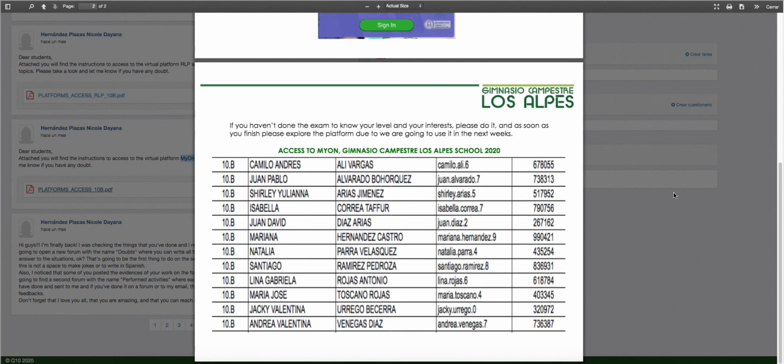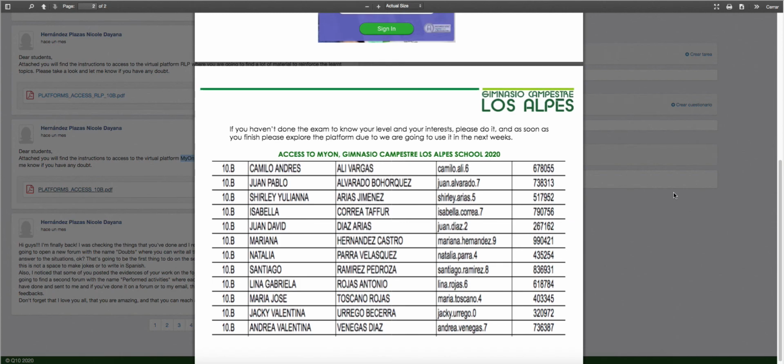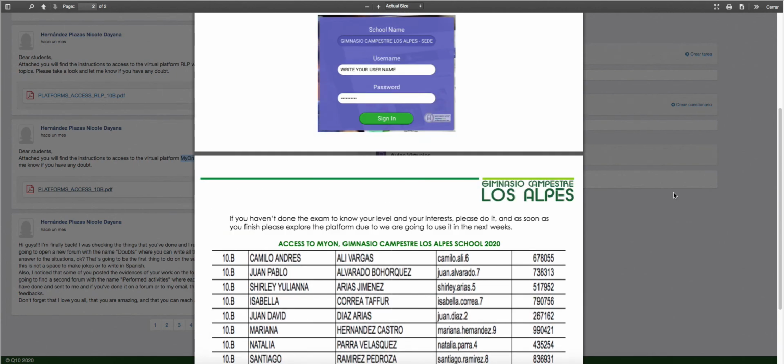Gimnasio Campestre Los Alpes, that's how it is registered, right? Yes, darling. You just have to write Los Alpes, and that is going to show you the school. Gimnasio Campestre, okay. Repeat the password, please, teacher. 678055. Okay, got it? It seems invalid to me.